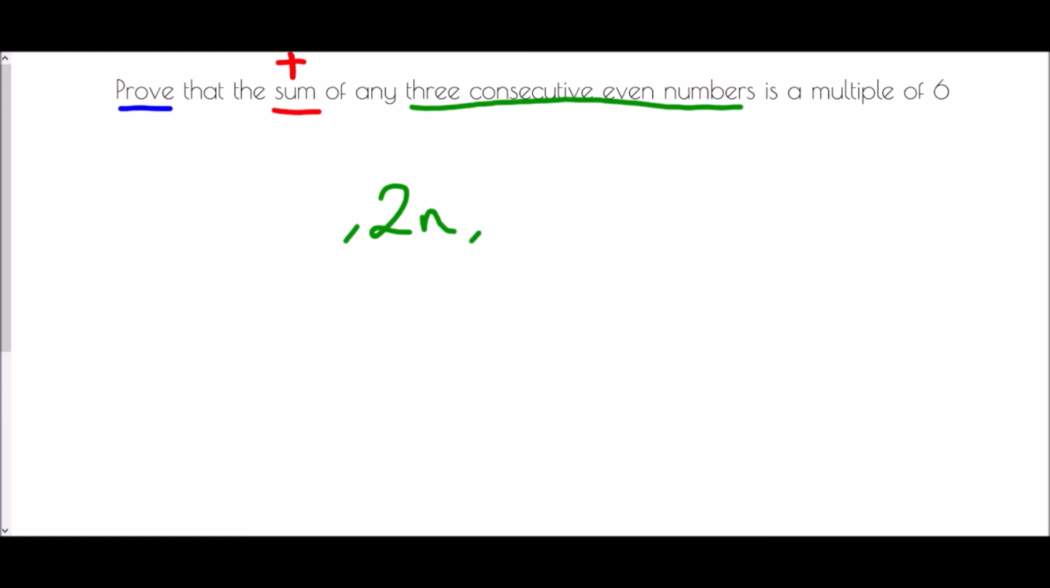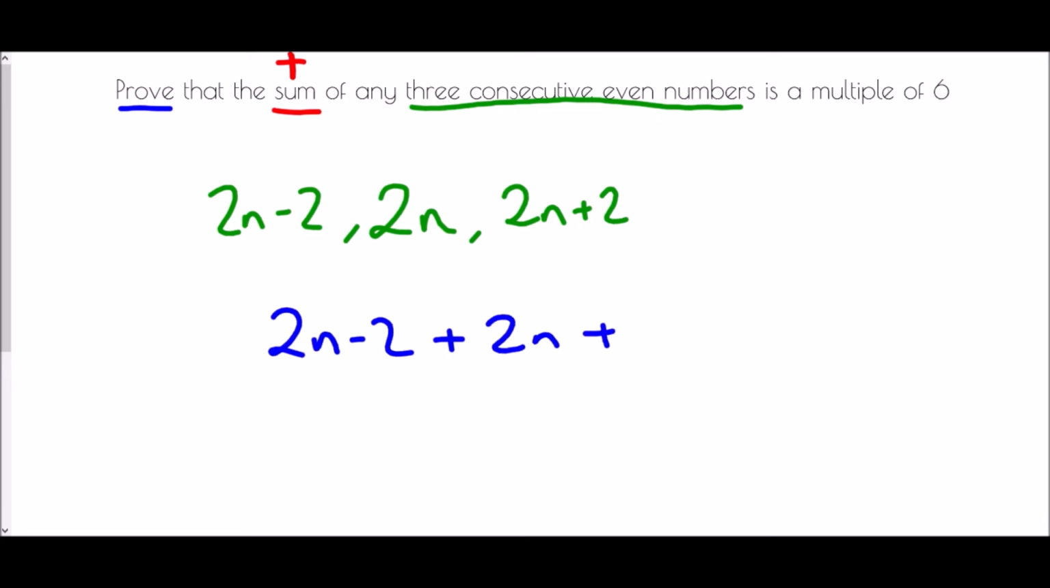We want a value which would go after 2n. So the next consecutive even number would be 2n plus 2. But also the one before 2n will be 2n take away 2. So those are my 3 consecutive even numbers. But it says that we want the sum of each of those. So if I do 2n take away 2, and I add 2n, and I add 2n plus 2, what do I get? Well, if I simplify that, it's 2n plus 2n plus 2n is 6n.